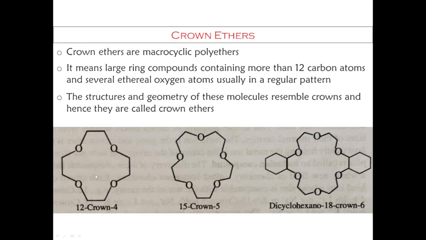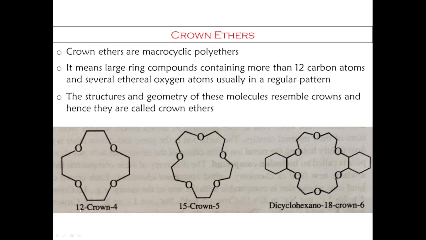It looks like a crown, so that is why it is called crown ethers. Here some of the crown ether structures are shown. This is 12-crown-4, this is 15-crown-5, and this is dicyclohexano-18-crown-6. So its nomenclature is easy to understand.